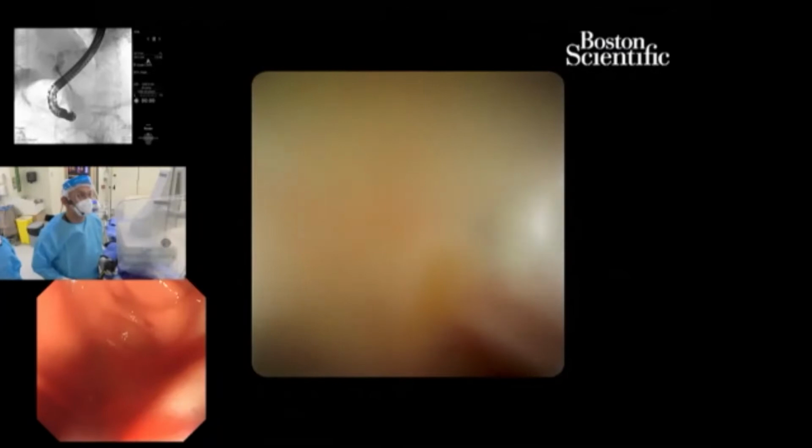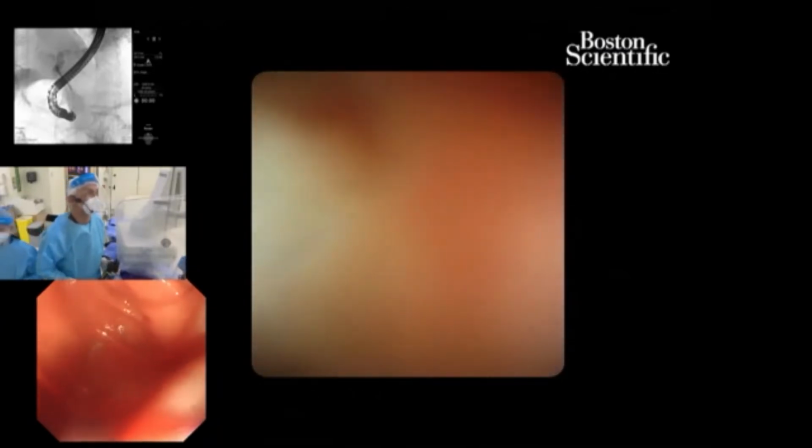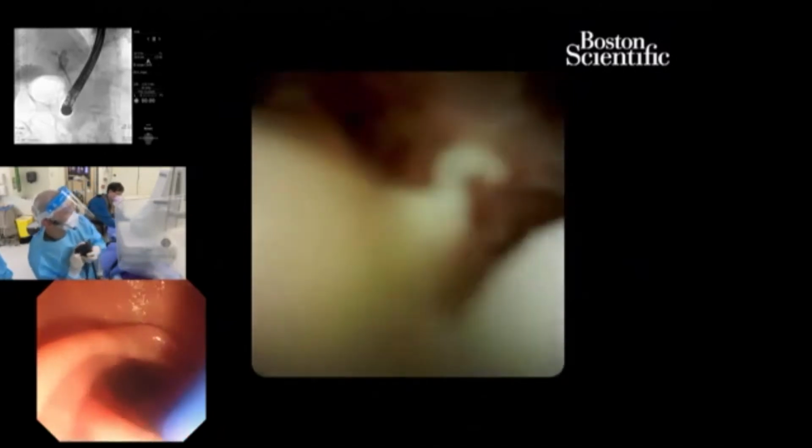So here I'm trying to go inside the left system. Let's see if it's possible. It's quite angulated, so be careful about your position. Yeah, it's not easy. I'm dropping again. Okay, I'm dropping again. All right, I'm losing position again.